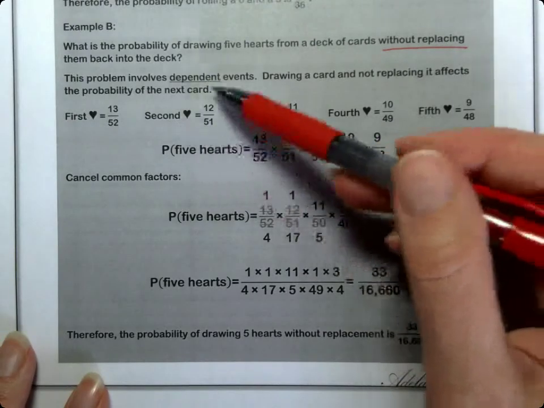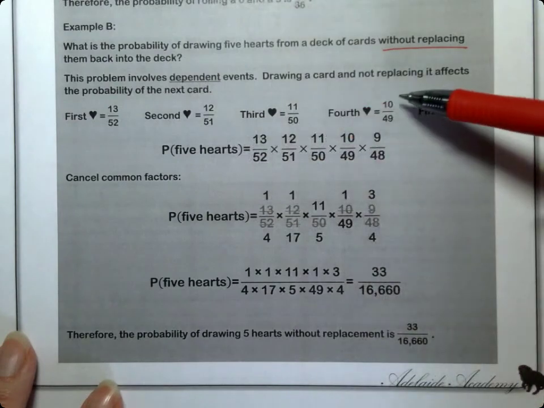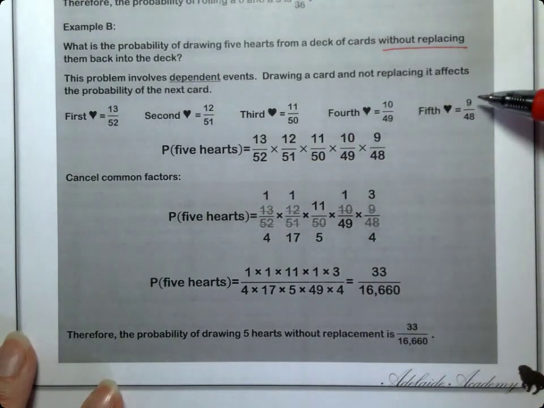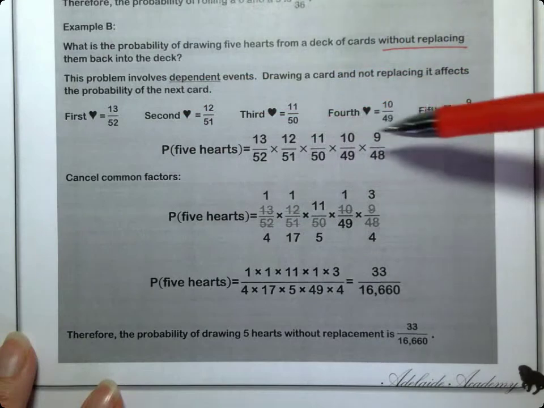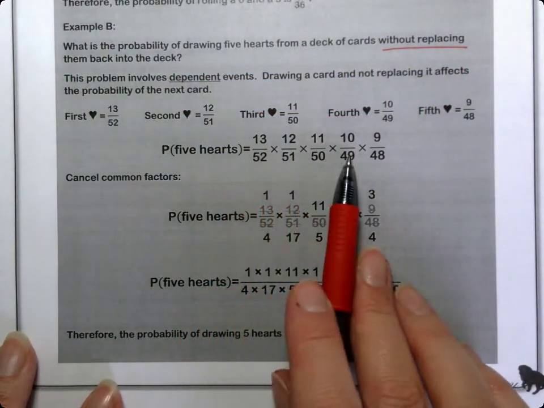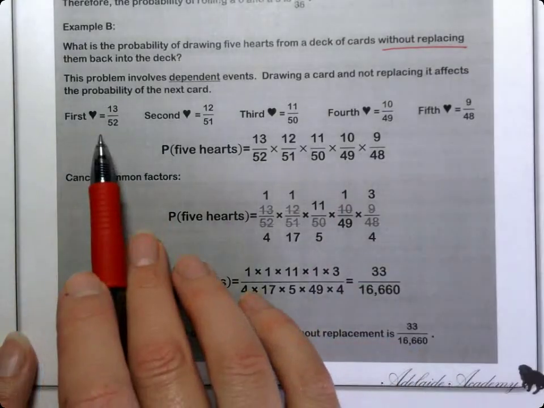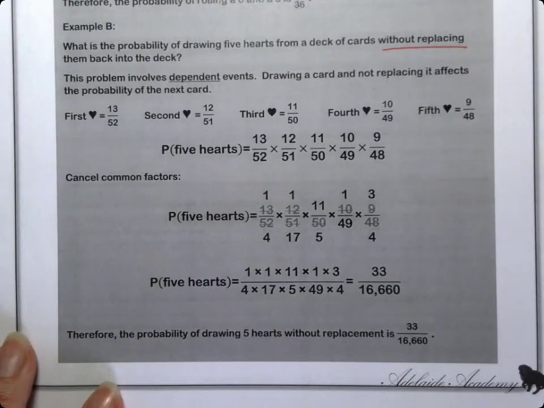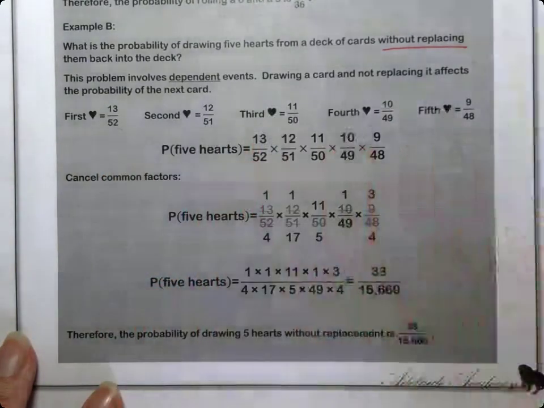Then you drew a second card. It has to be a heart. Now there's only 11 out of 50. Draw another heart, 10 out of 49. Draw another one, 9 out of 48. So you take all of these probabilities and you multiply them together. The reason this is changing is because you're drawing a card and you're keeping it. Now, if the first card you get is not a heart, then the whole thing's thrown out. So when we're looking for probability, we assume the event happens each time.